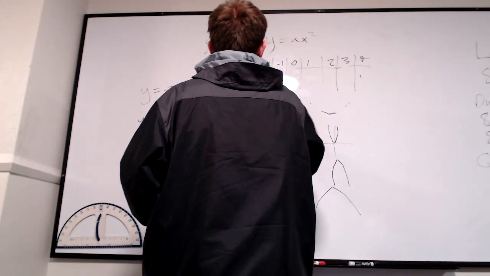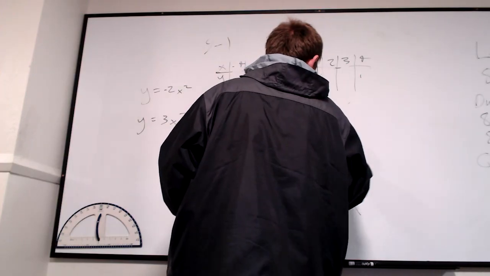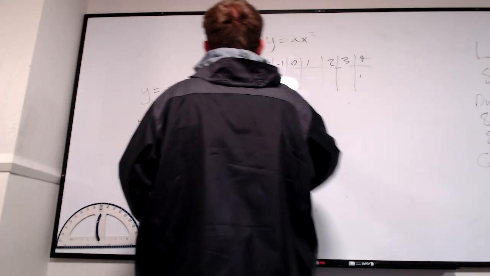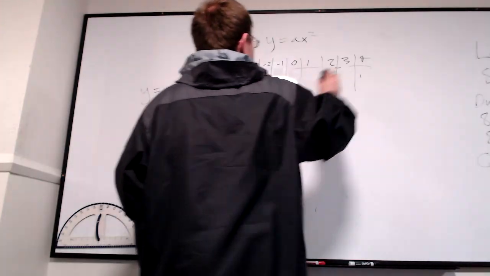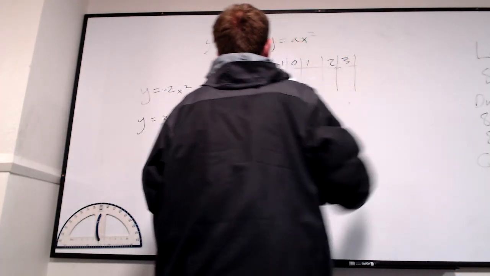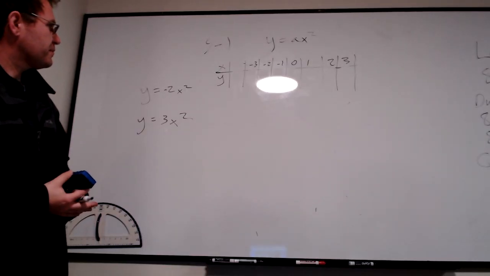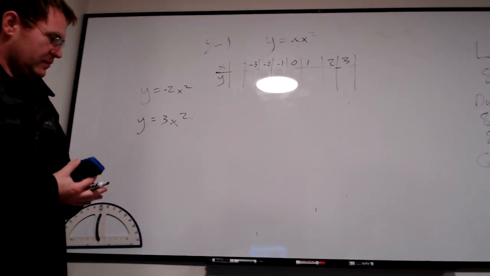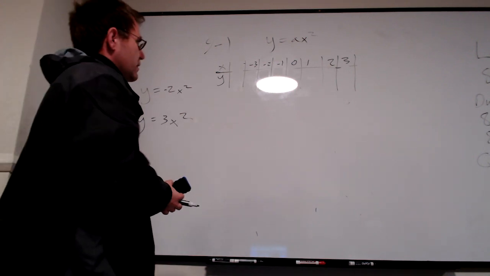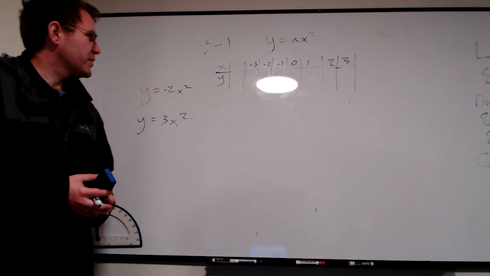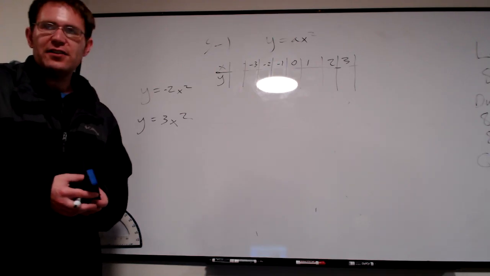go ahead and create a table for -3 to +3 for each of these. And then they can graph those on graph paper. Yes, and then you can graph that. So get out some graph paper.